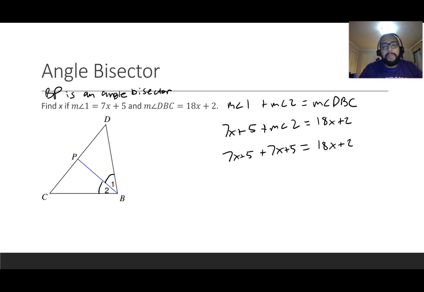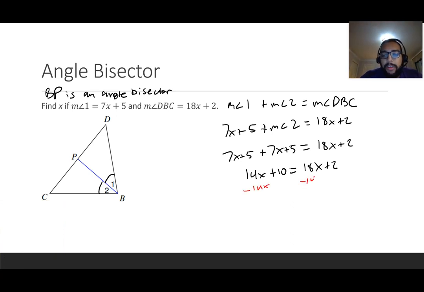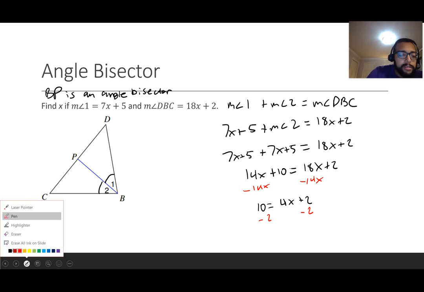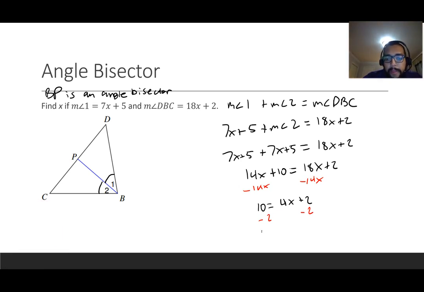And then from here, we're just going to simplify. So this left side now becomes 14x plus 10. And then we just solve for x. And I'll actually work out all the steps here. I won't condense it. So we get 10 equals 4x, oops, my bad, plus 2. And to solve for x, subtract 2 on both sides. We'll get here that 8 equals 4x. And then finally, if we divide by 4, we'll get that x is going to be equal to 2.